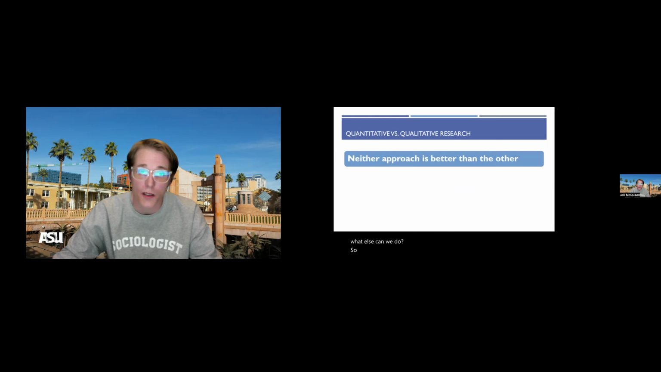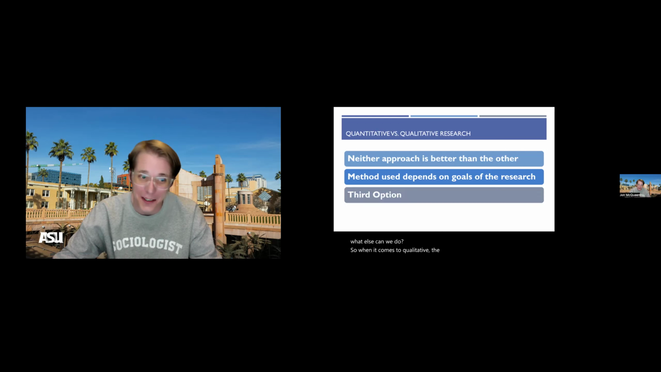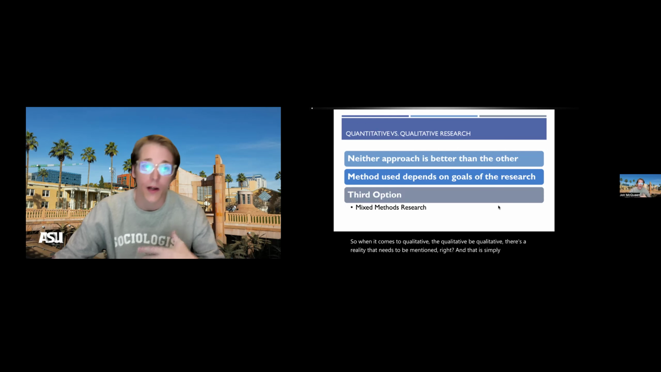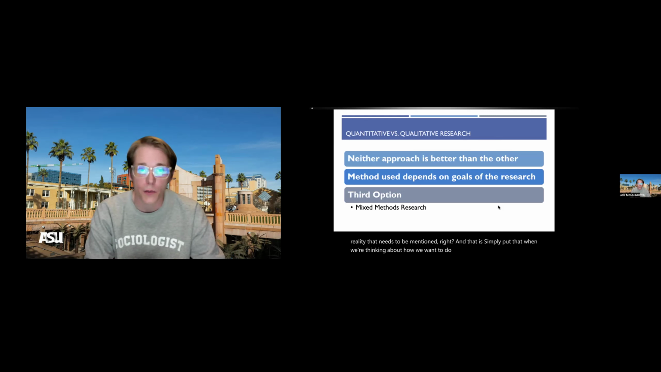So when it comes to quantitative versus qualitative, there's a reality that needs to be mentioned, right? Simply put, when we're thinking about how we want to do our research, whether quantitative or qualitative, it's important to remember that neither method is better than the other. The type of method used really depends on the goal of the researcher. If a researcher wants to collect data on a large number of people and analyze the data using statistics, then quantitative research would be a better choice. However, if researchers want to collect in-depth information on a small group of people to better understand the nuances of the topic, then qualitative research may be a better choice.